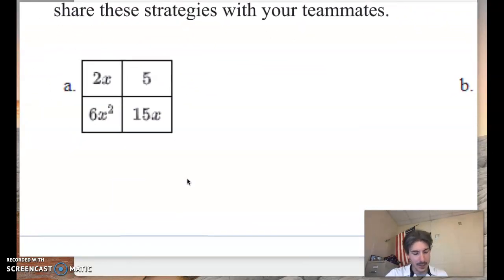The sum is actually really easy. Nothing is going to go with the 6x squared, but I will remind you that we do have a pair of like terms here. We've got 2x and 15x. That makes 17x. And then we've got a 5, right?